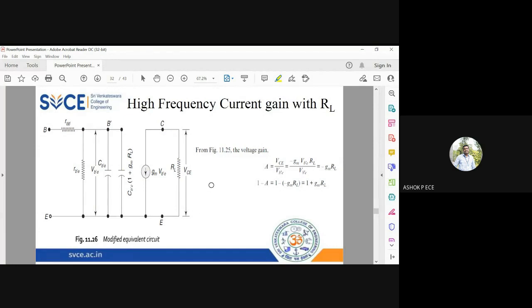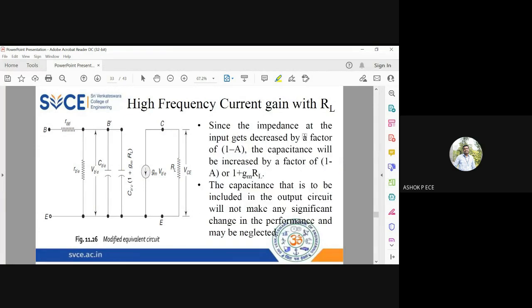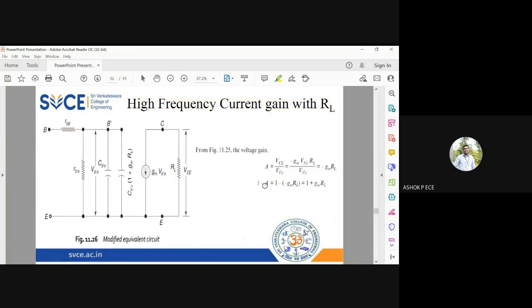Okay, so you know that the impedance on the input side is reduced by 1 minus A, so Z by 1 minus A. The capacitor will be multiplied by 1 minus A, and A is going to be the voltage gain. So we have to find the voltage gain. The voltage gain is output by input: capital A is equal to output by input. Output is VCE and input is VB'E, so VCE by VB'E. What is VCE? VCE is the voltage across RL.